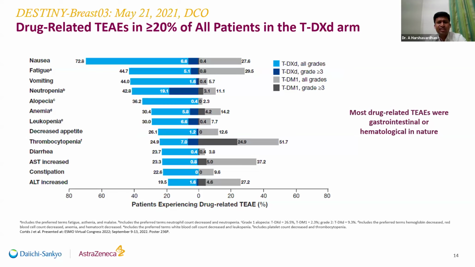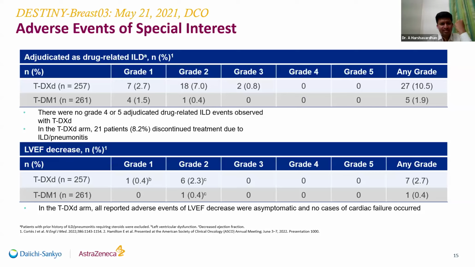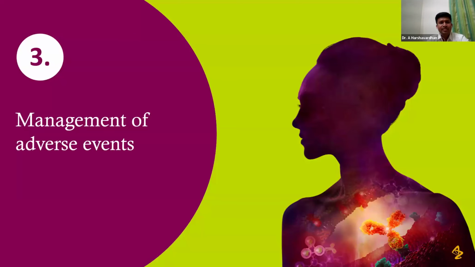The most common side effects were mainly gastrointestinal and hematological. Those are nausea, vomiting, constipation, transaminitis, diarrhea. And hematological, next to the gastrointestinal side effects, those are neutropenia, thrombocytopenia, and anemia. And the adverse events of special interest, like I already discussed, 8.2% of the patients discontinued treatment due to ILD or pneumonitis. And coming to the LVEF decrease, all reported adverse events of LVEF decrease were asymptomatic, and no cases of cardiac failure occurred with T-Dxd.